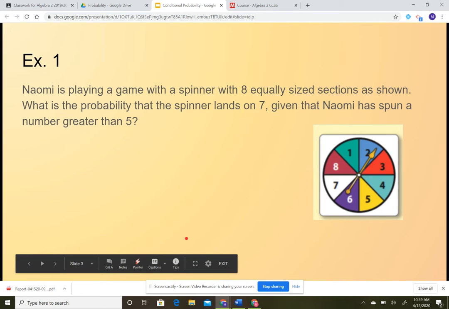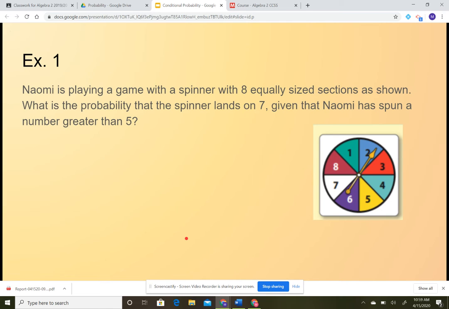So it says Naomi is playing a game with a spinner with 8 equally sized sections as shown. What is the probability that the spinner lands on 7, given that Naomi has spun a number greater than 5? So what we're first going to do is figure out the probability that it's 7 and greater than 5, because those are the two events it talks about. And then the probability of whatever is after the words "given that".